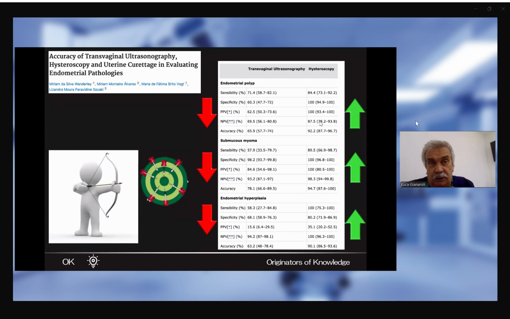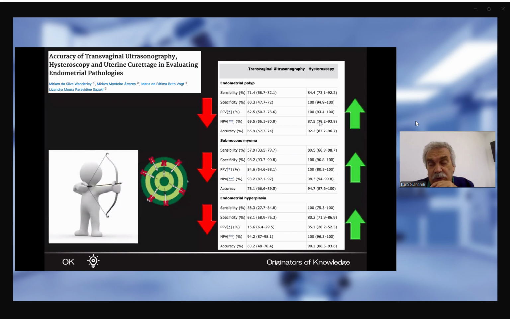Again, when we look at the difference between transvaginal ultrasonography and hysteroscopy in terms of inner pathology, and you compare sensitivity, specificity, positive predictive value, negative predictive value, and accuracy, again, of course, since you see directly, this is in favor of hysteroscopy.